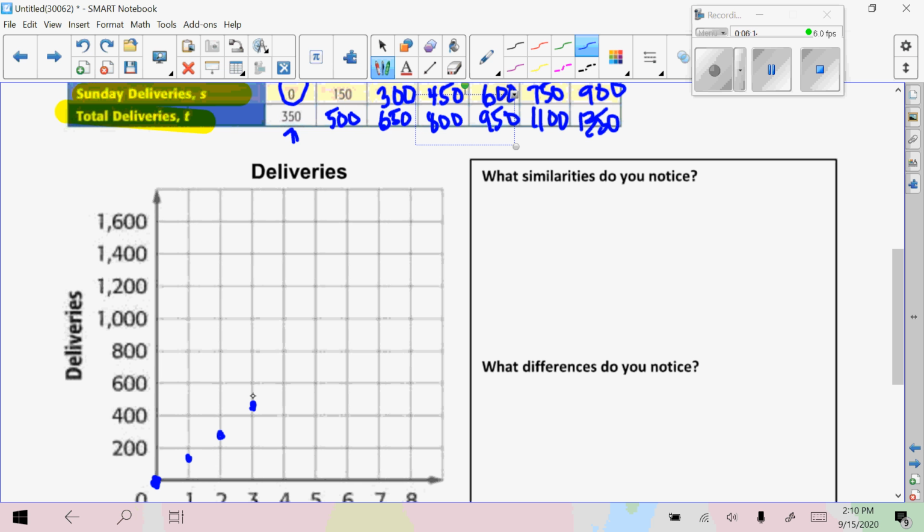And the second line, I'll just change my color to red there. That one is going to be the total deliveries. That one starts at 350. And then after 1 hour, it's at 500. After 2 hours, it's at 650, and so on. So go ahead and finish those 2 lines.